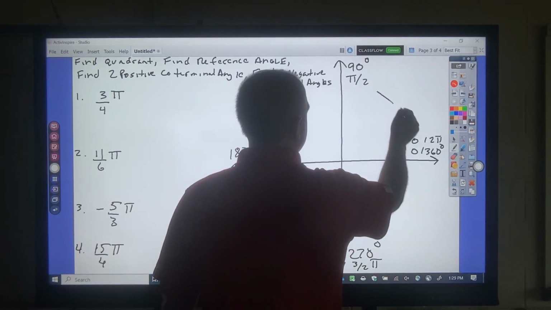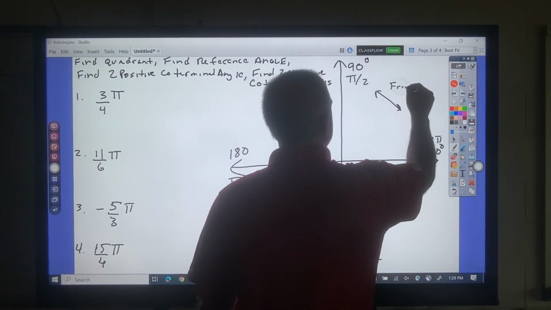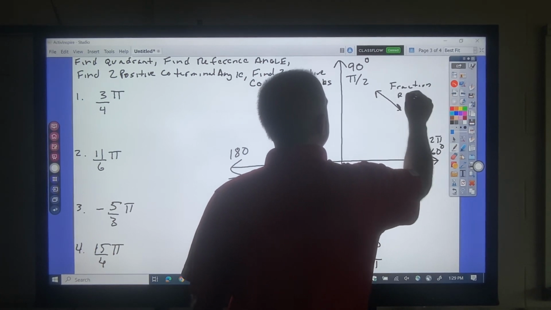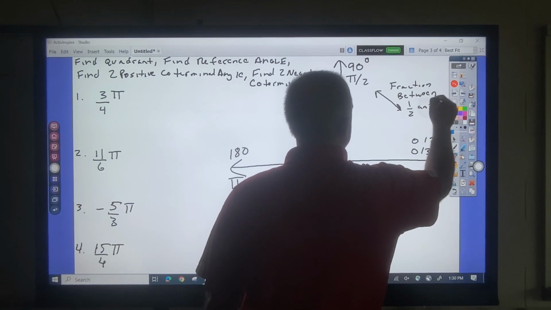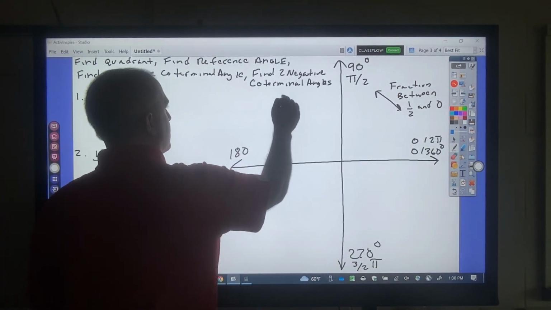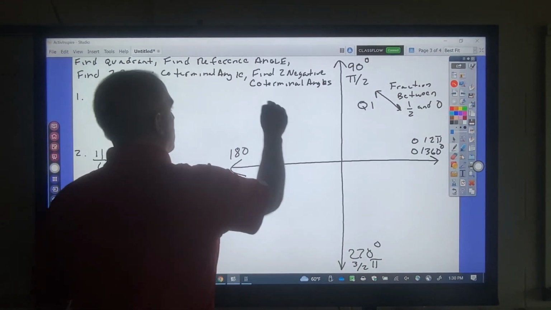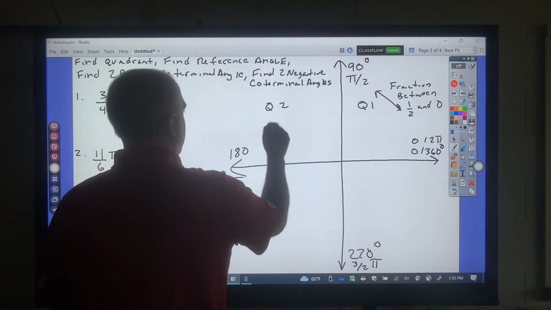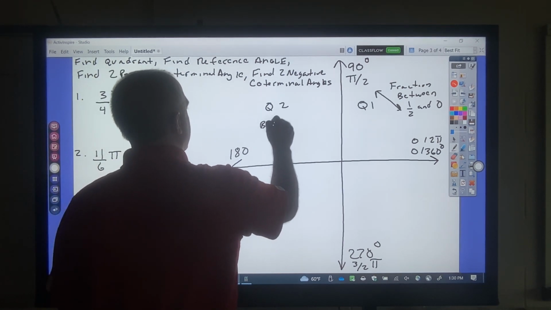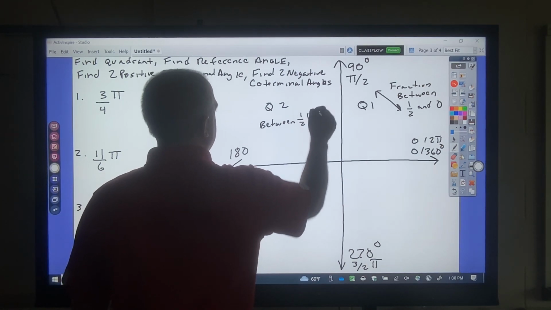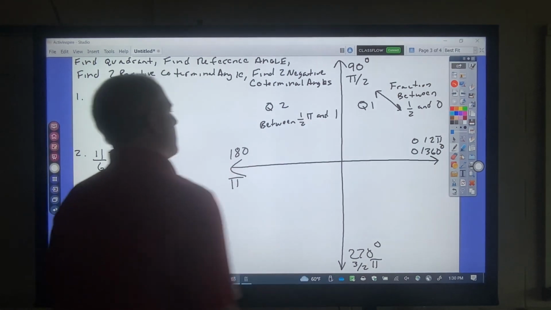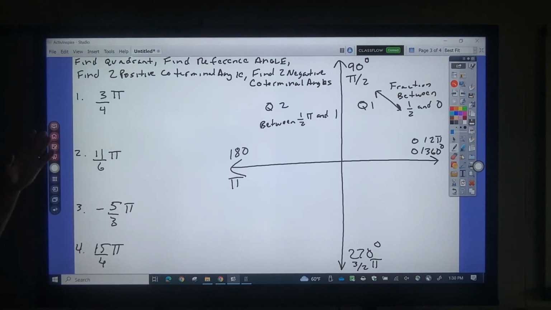Basically, in these, the fraction is between 1/2 and 0 in quadrant 1. In quadrant 2, it's between 1/2 pi and 1, so it's usually a little bit less than 1, but more than 1/2.